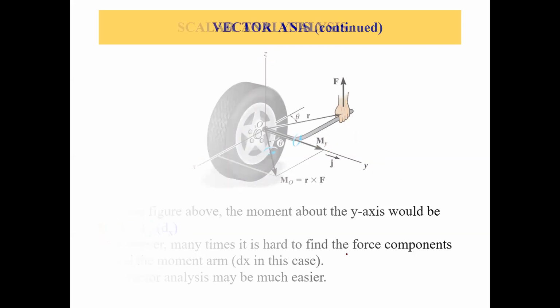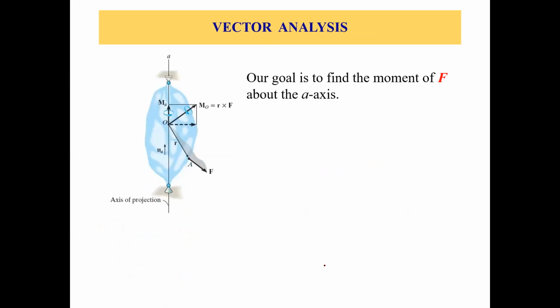Now let's talk about the vector analysis. If you look at this figure, this is force F being applied at this point A. Point of interest is this point O. We want to find out this M sub O. So if you don't have the perpendicular distance between point A and point O, then what are we going to do? We are going to use our position vector, or we are going to use vector analysis.